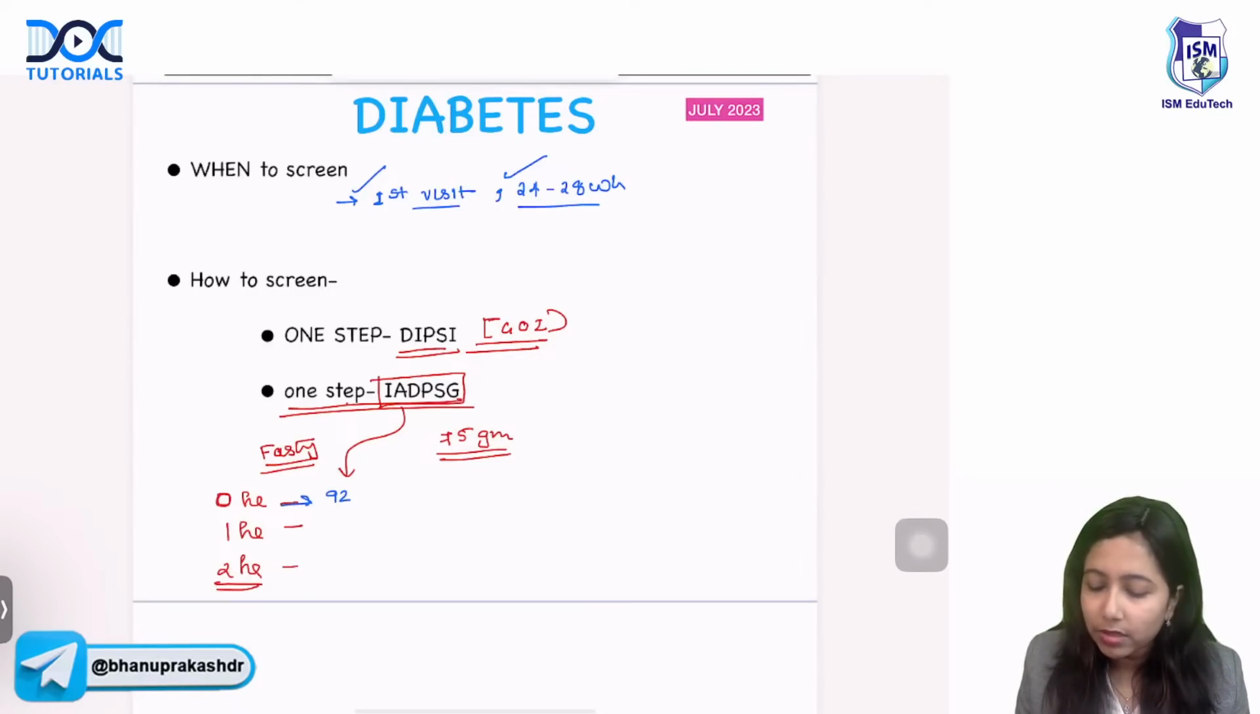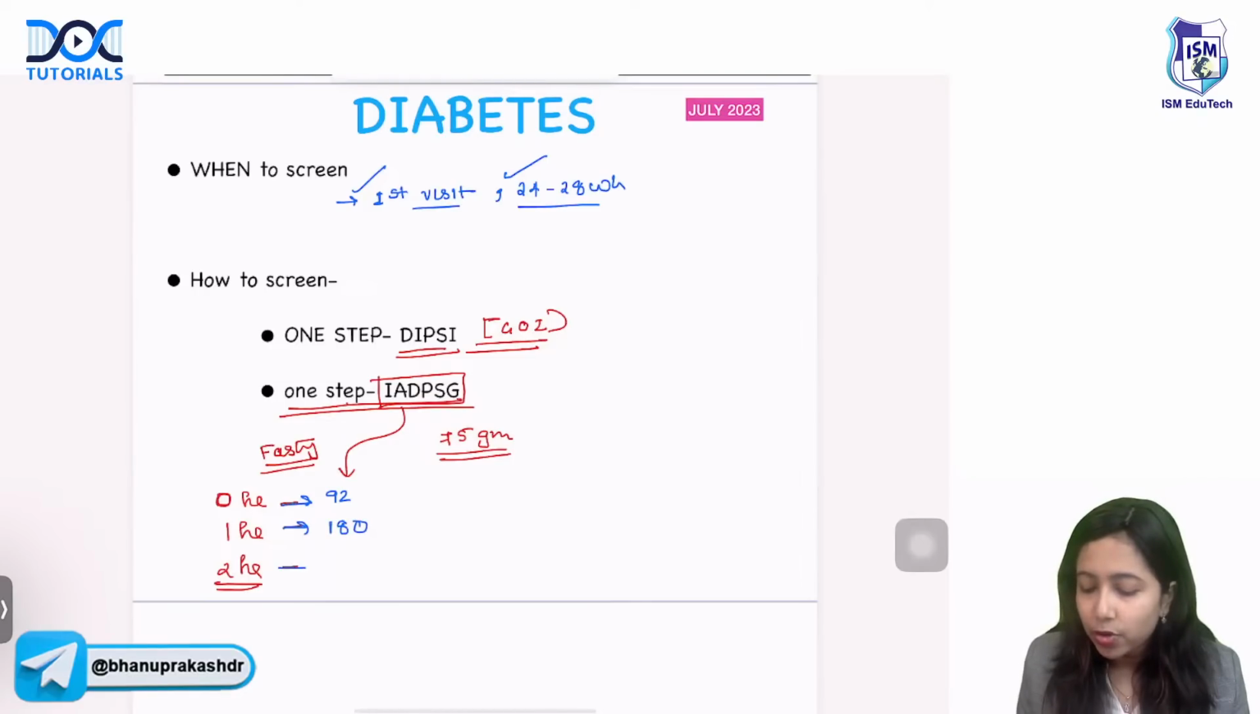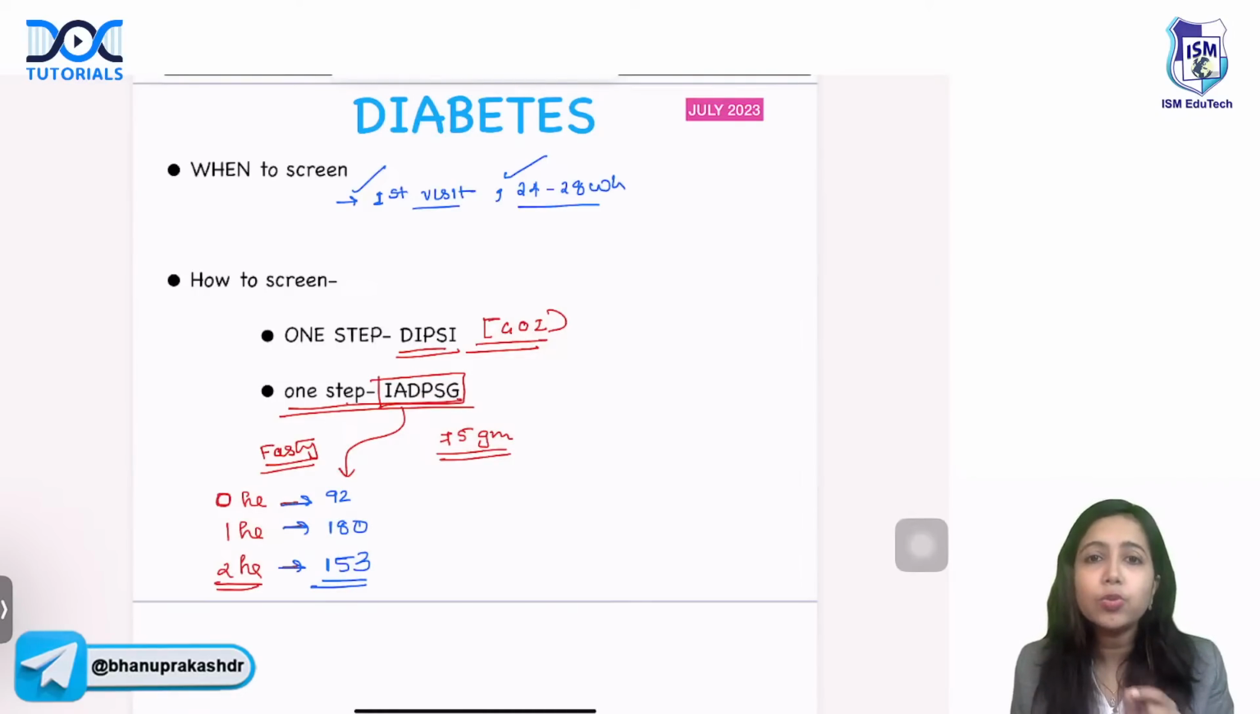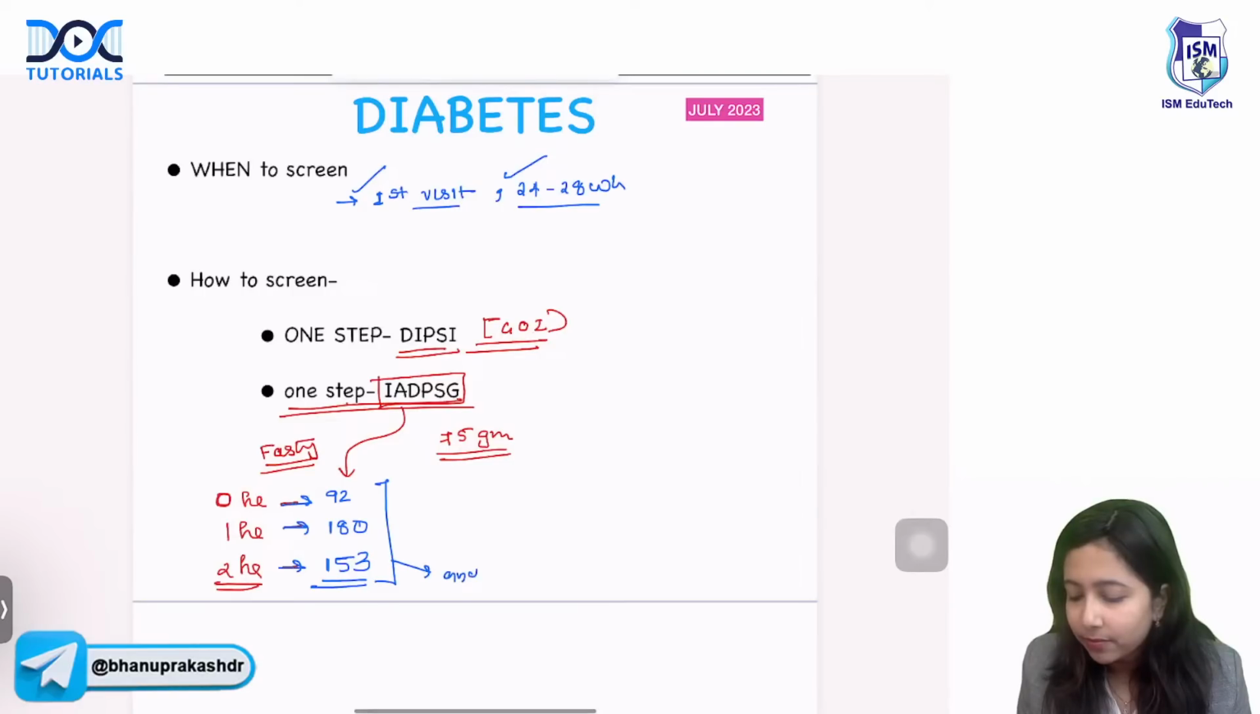What are the values? The 0 hour value is 92, 1 hour value is 180, and 2-hour value is 153. 92 milligram per deciliter, 180 is the 1-hour value and 2-hour value is 153. If any one is abnormal, you will call the patient as GDM.